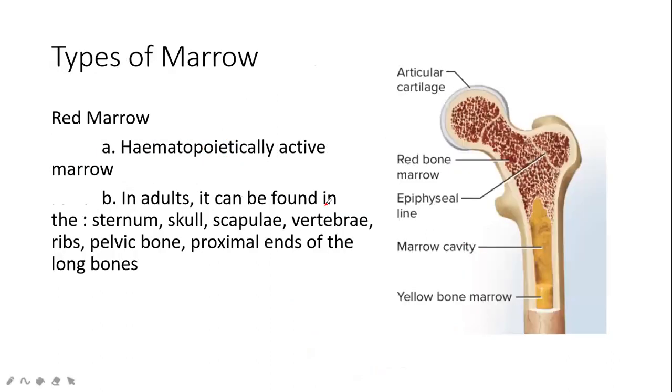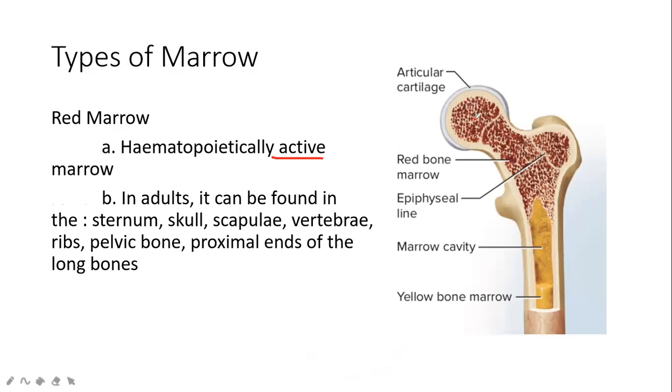So there are two types of marrow. You have your red and your yellow. So unsa may difference ni red and yellow marrow? Si red marrow, siya ang hematopoietically active. So kung ingon gani ka og hematopoietically active, dira ga-occur ang hematopoiesis. So this is your hematopoietically active marrow or your red marrow.